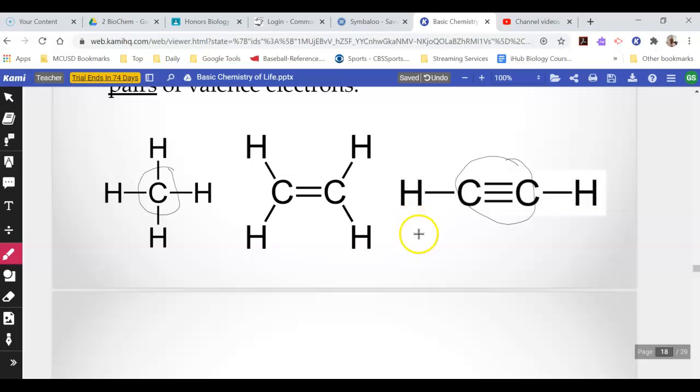The big thing with carbon right now, even though we're not going to get into it until our next note packet, is carbon can make 4 bonds, and that's going to be a big reason why it's so important to biological systems.